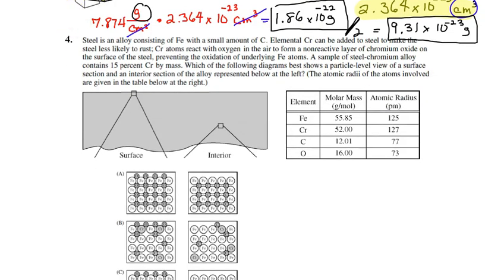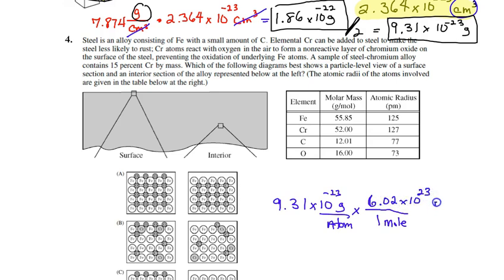So let's rewrite: 9.31 times 10 to the negative 23 grams per atom. That's what it is. And guess what? I'm multiplying it by the all-time leading magic number, and that's Avogadro's number. So 1 mole is equal to 6.02 times 10 to the 23 atoms. And atoms go bye-bye, and now I have it.